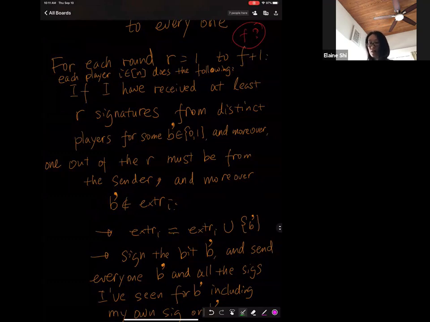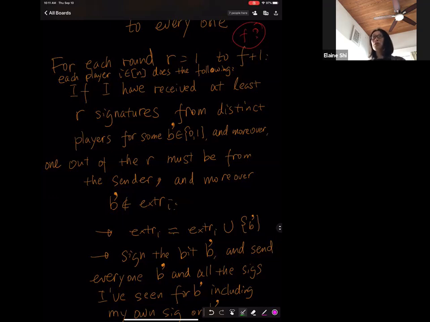So in round R, "many" means R or more signatures. Basically, if R or more people have signed it and it's not in my extracted set, I want to add it to my extracted set. But to have consistency at the end, when I add it to my extracted set, I want to be very careful.